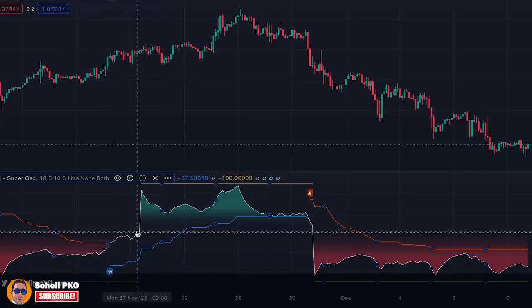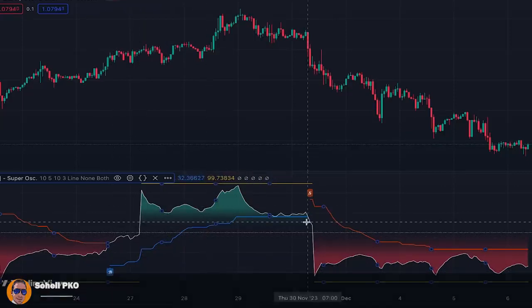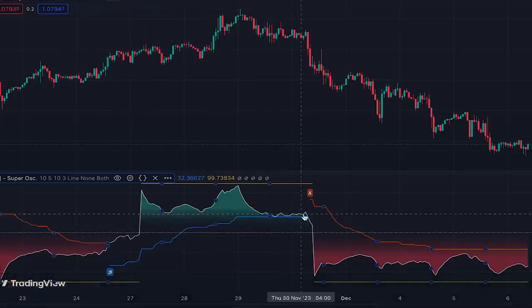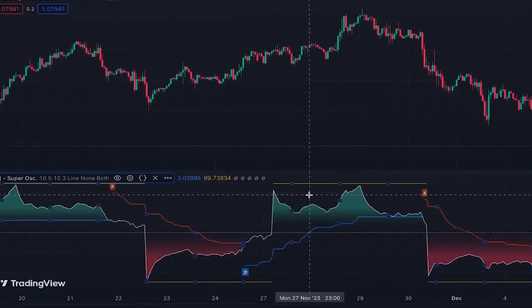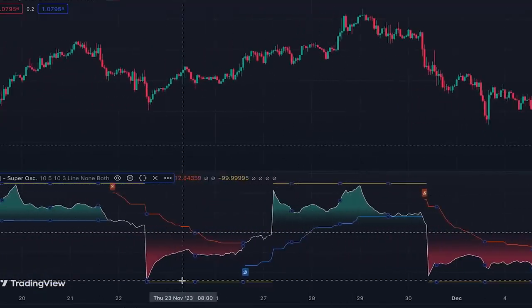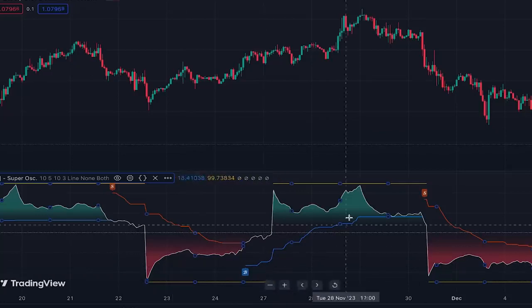These signals are faster than the center line crossovers of the oscillator line, and we need these signals in our strategy. We have also these yellow lines, which are reversion tracer. These are based on RSI and they provide dynamic threshold for overbought and oversold areas.